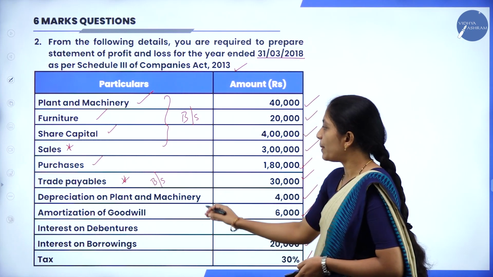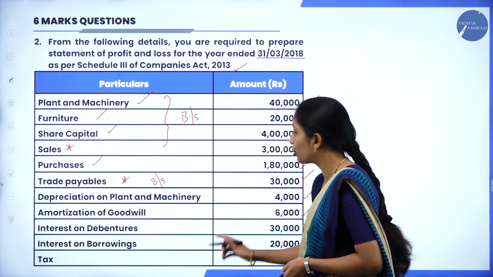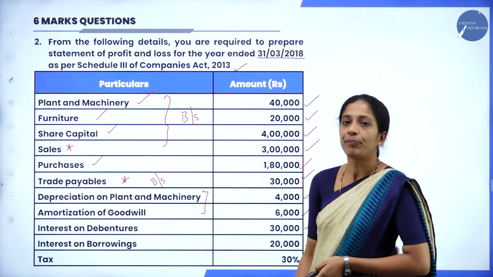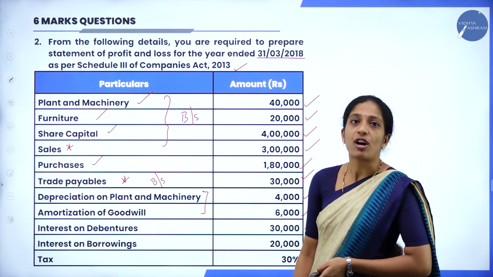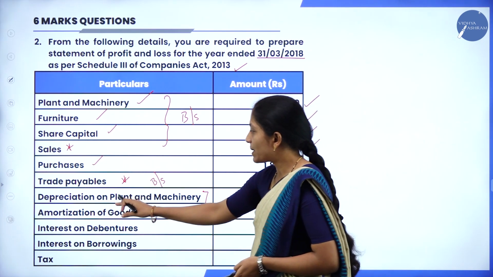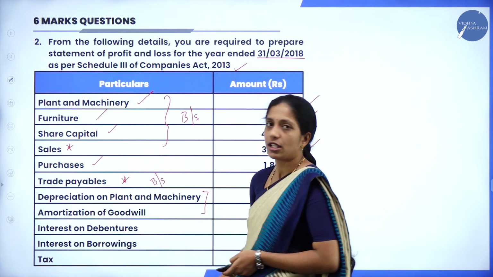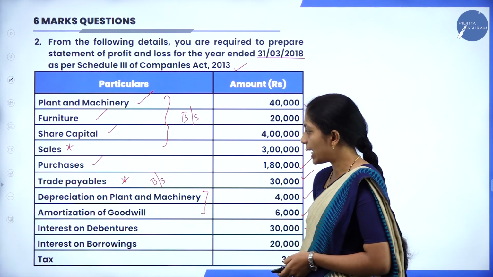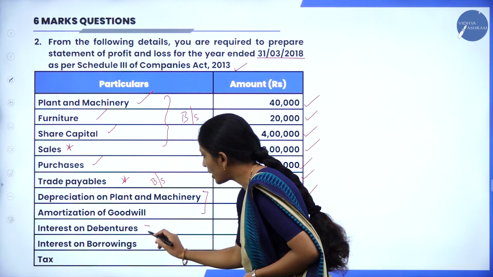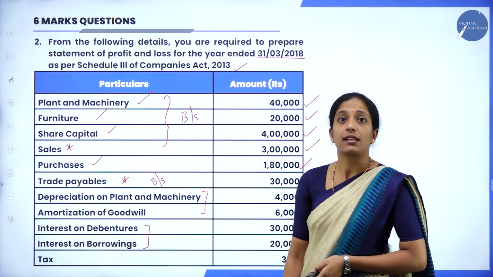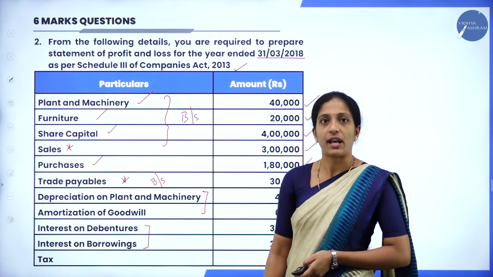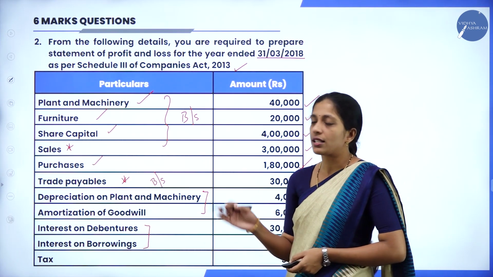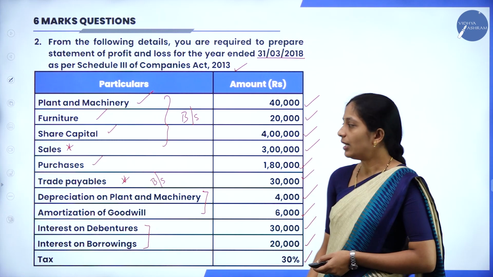Next, depreciation of plant and machinery and amortization of goodwill. These 2 can be combined and a note prepared under depreciation and amortization expenses. So, depreciation on plant and machinery and amortization of goodwill can be written under the note depreciation and amortization expenses. And interest on debentures and interest on borrowings can be written under the note, that is finance cost. So these 2 can be written under finance cost. That is how we have to prepare the note.